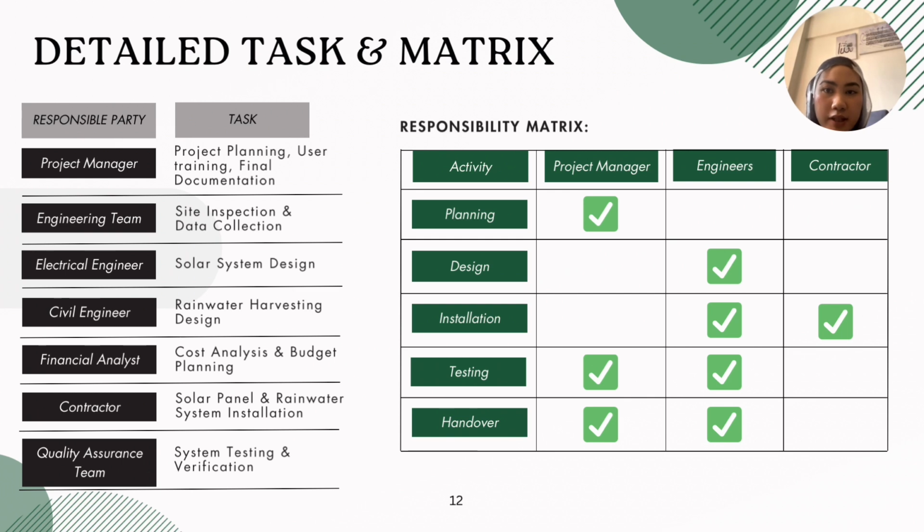Here you can see the detailed tasks and timeline. Here are all the responsible parties for this project: the project manager, engineering team, electrical engineer, civil engineer, financial analyst, contractor, and the QA team. On the right side of the slide, we also have the responsibility matrix, where I focus on three responsible parties, which are the project manager, engineers, and the contractor.